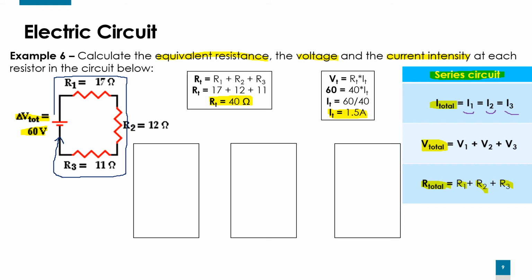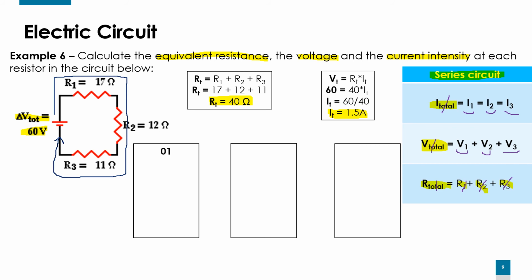So I know my total voltage, I know my total resistance, I know resistance 1, resistance 2, resistance 3, my I total, and automatically I know current 1, current 2, and current 3. So I just need to calculate voltage 1, voltage 2, and voltage 3. I can calculate them using Ohm's law. So I'm going to make a list one by one, okay?